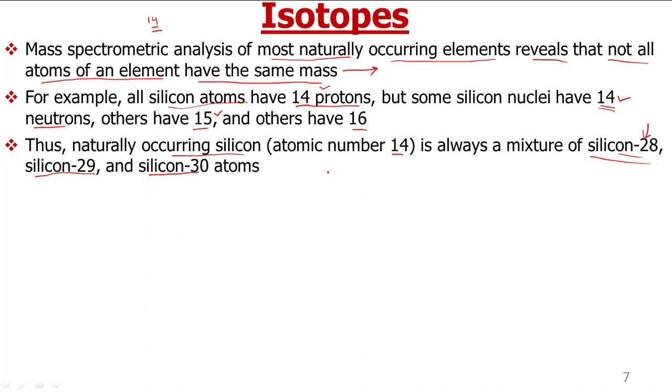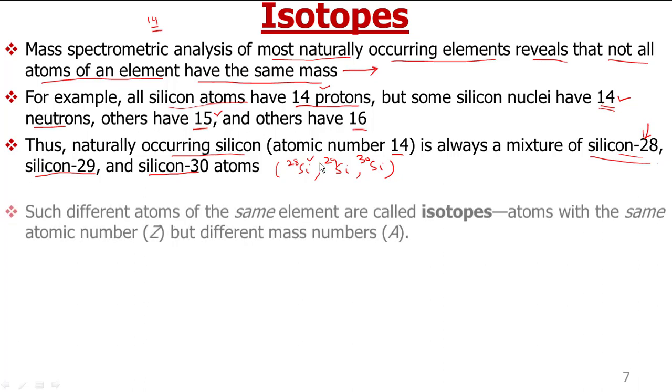So we see that with the help of a mass spectrometer, naturally occurring silicon has three types of silicon. One with mass number 28, second with mass number 29, third with mass number 30. So the atomic number is the same for these three atoms.